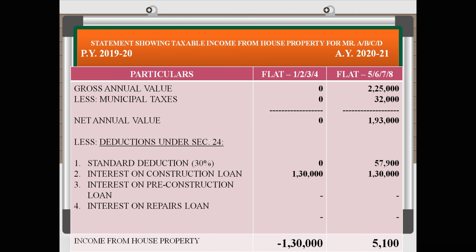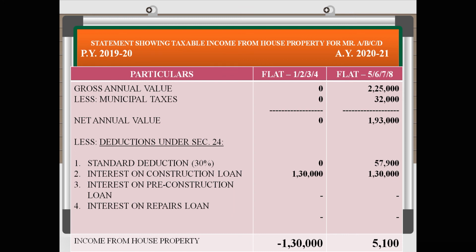Fourth entry is interest on repairs loan. That is also not given. So with that, we find out the income from house property. That will always be minus, always be negative in case of self-residential flats. Minus 1,30,000 in case of first, and in case of the second part, net annual value 1,93,000.